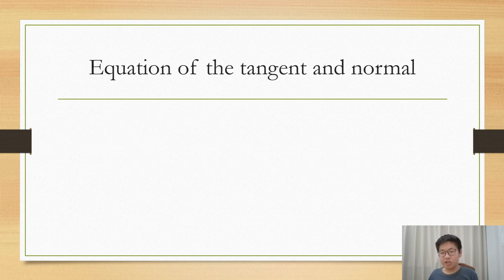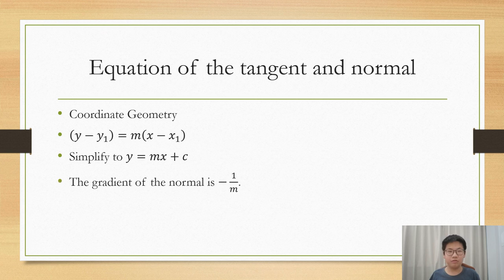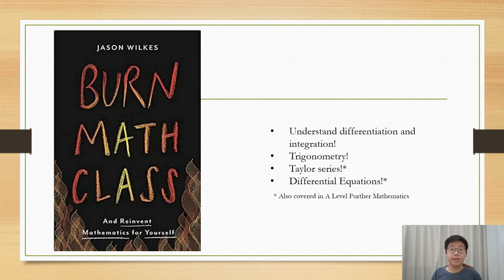So how about the equations of tangent and normal? This time it's a flashback to our coordinate geometry days. So y minus y1 equals m times (x minus x1). That's the equation. So you need to simplify to y equals mx plus c. But for now, let's say that the gradient of the normal is negative 1 over m, because the normal is actually perpendicular to the tangent, which has gradient m.